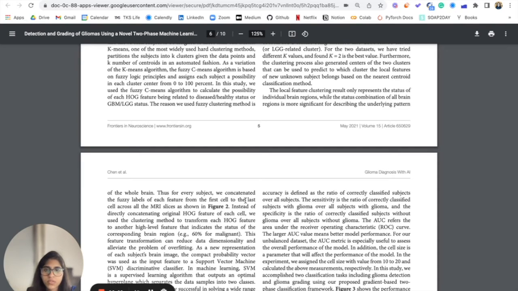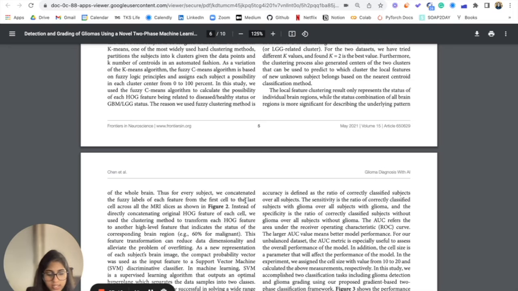Since they already did this, instead of directly concatenating, they use a clustering method to transform each HOG feature into another high-level feature. Again, we're basically doing the same thing of reducing the data dimensionality and alleviating overfitting. By doing the HOG first on each feature, then finding the high-level features of that, and then combining them, that saves a lot more computation. So that's what it talks about.